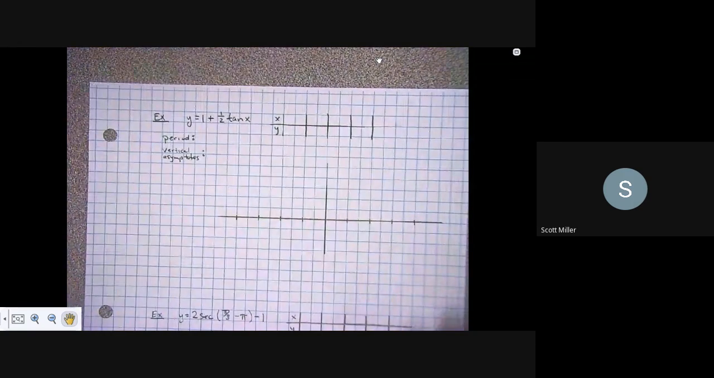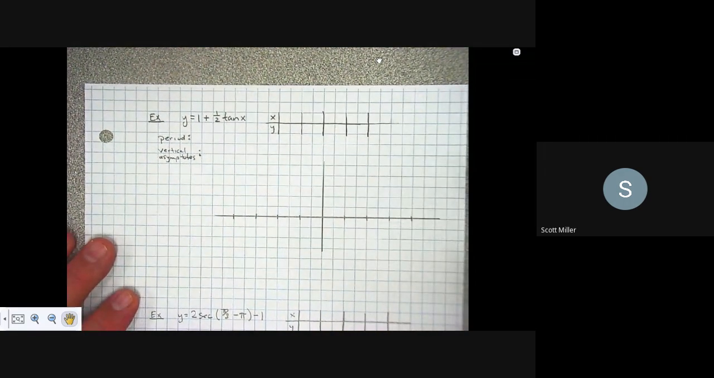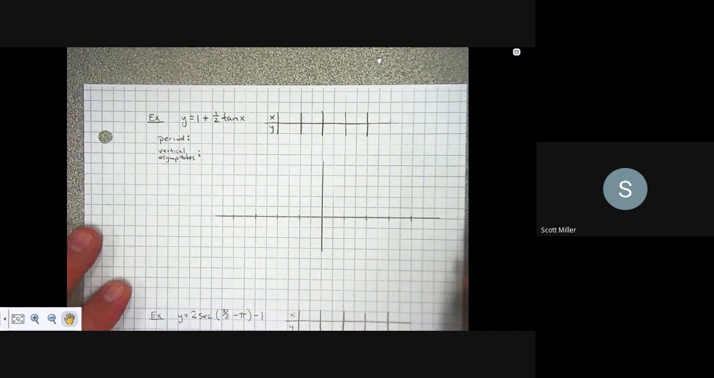So with that, let's go look at some of these problems and see how we're going to go through it and what's going to be asked of you. I have a couple already set up over here. The first one is a tangent curve, and we need to go through this process and graph it. We also want to list the transformations.